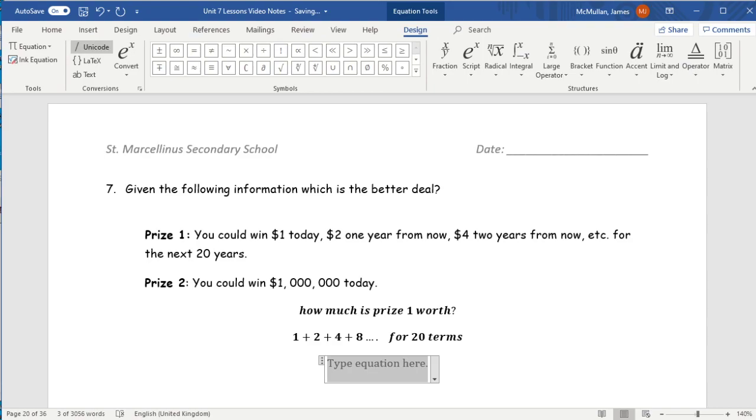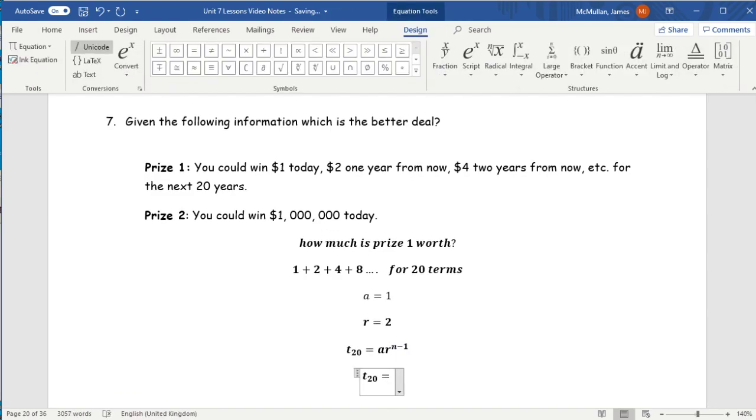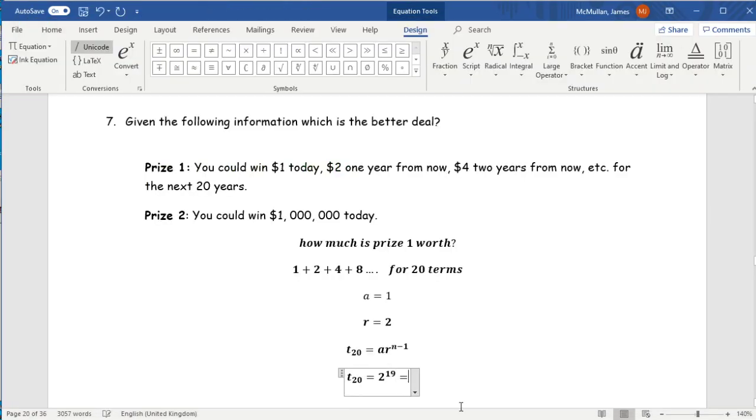So let's figure out what we would get on the 20th year. Let's write down what we know. a is 1, r is 2. Term 20 would be a times r to the power of n minus 1. So term 20 would be a, which is just 1, so I'm not going to write it, and then 2 to the power of 19. Now, 2 to the power of 19 is 524,288.